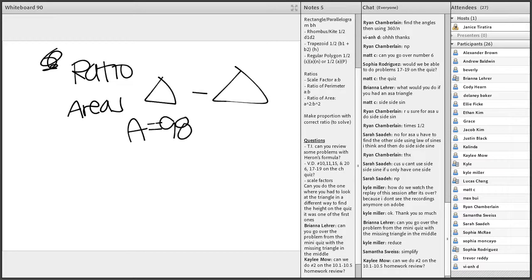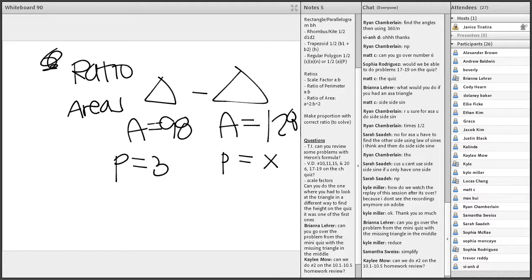98 square centimeters. And the other one is 128. So, somewhat similar to the quiz. However, we're going to find perimeter. Okay, now I have to think of numbers. Hold on. Okay, so the perimeter will be, let's say, 35. Hopefully my numbers come out.